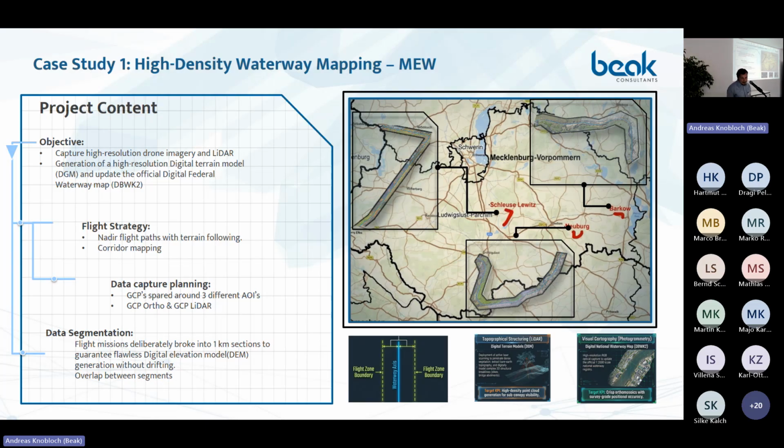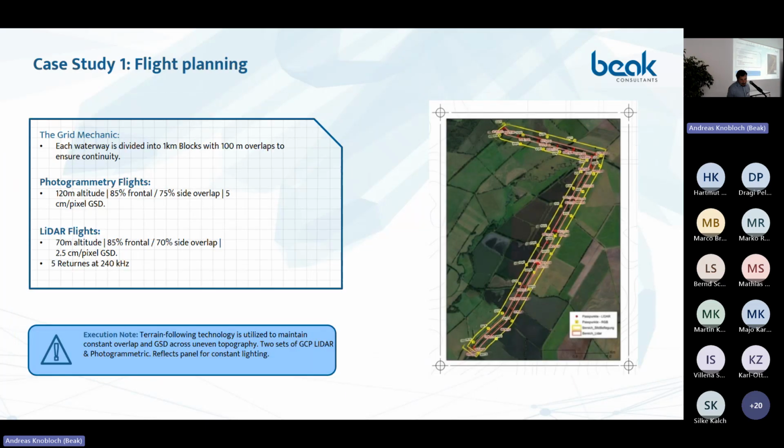We planned it using GCPs to have consistent measurements all over the area. In the 3 different AOIs, we put 2 pairs of GCPs, one pair for the orthophoto and the other for the LiDAR. Each of these corridors was split into 1 kilometer sections so that we could have a robust anchor to the ground, so that there would be no drift in this type of survey.